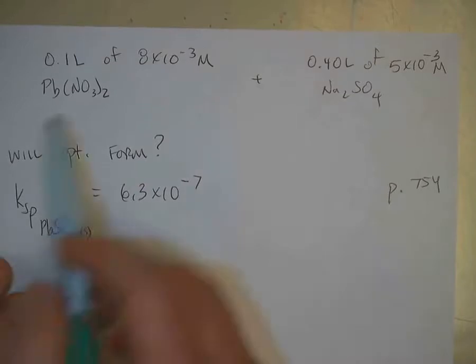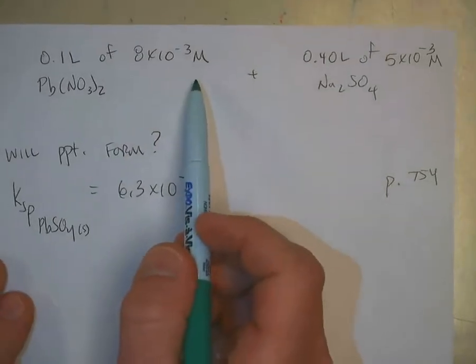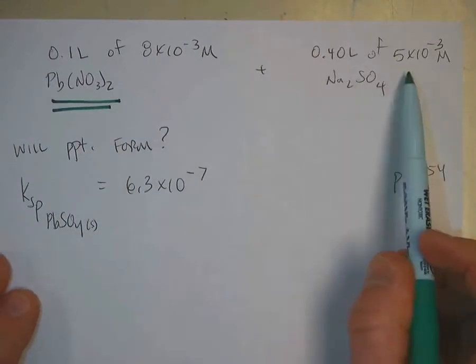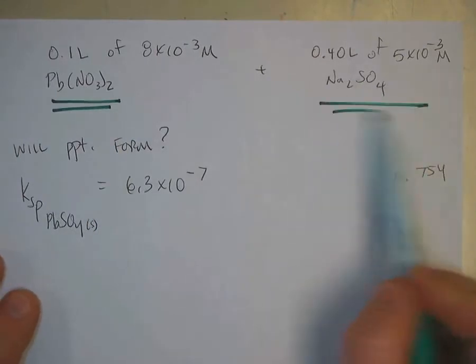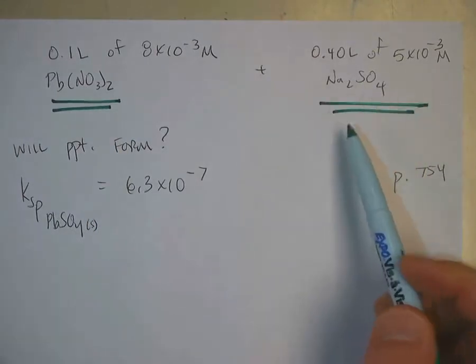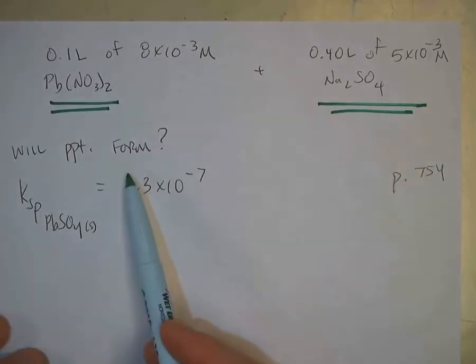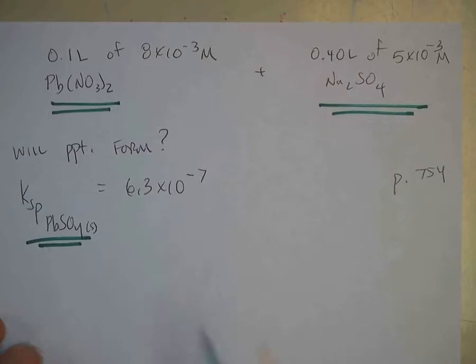We're going to take 0.1 liters of 8 times 10 to the -3rd molar PbNO32, and we're going to take 0.4 liters of 5 times 10 to the -3rd molar Na2SO4, and we're going to mix them together. And we're going to ask the question, will a precipitate form? We're given some additional information that the KSP of PbSO4 is 6 times 10 to the -7th.